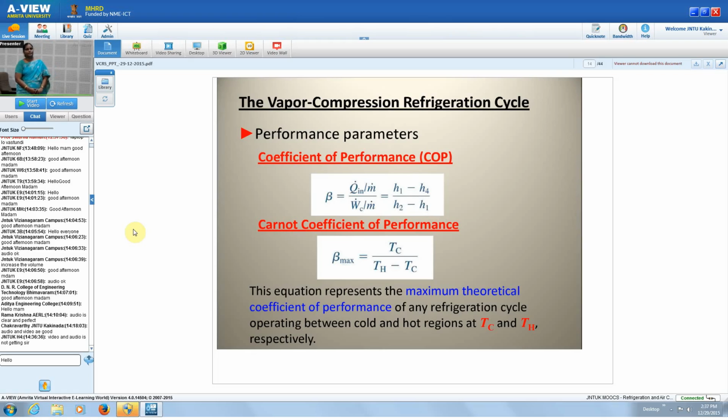Whereas in the reversed Carnot cycle, the two temperatures are nothing but the condenser temperature and the evaporator temperature. So with that we can find out the coefficient of performance for the reversed Carnot cycle, which is nothing but the lower temperature divided by the difference between the two temperatures. That coefficient of performance of the reversed Carnot cycle is always greater than that of the vapour compression refrigeration cycle. So that is the maximum theoretical coefficient of performance of any refrigeration cycle operating between the cold and hot region. So Tc and Th are the temperatures required in the evaporator and the condenser.